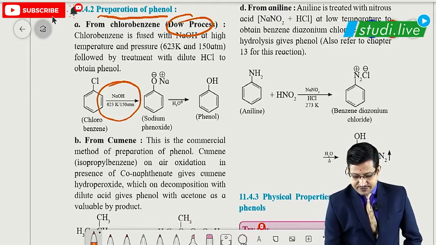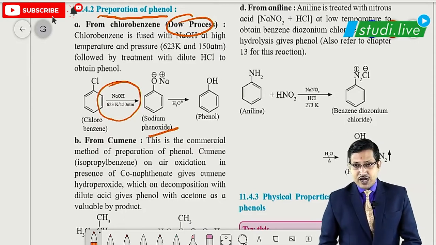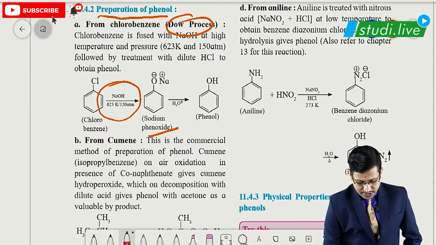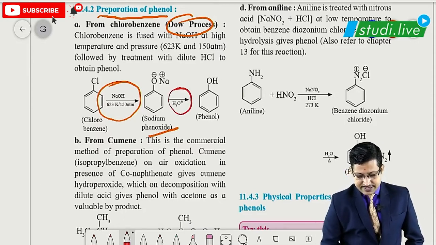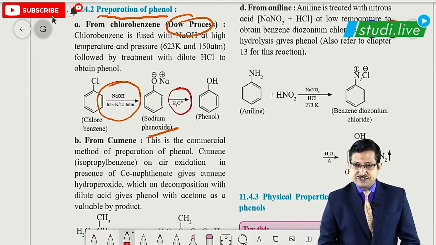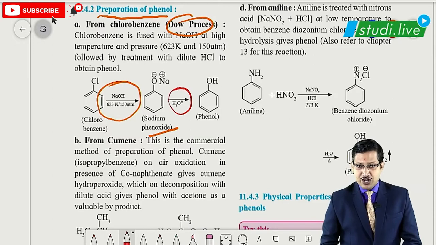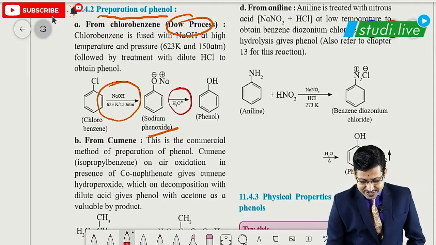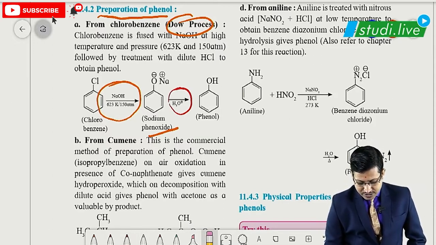And this phenoxide, which is obtained in the first step, will undergo acid hydrolysis. Here this is acid hydrolysis and will give you the formation of phenols. So that's your first method of preparation of phenols. Moving on, the next one is from cumene. Now the next method, that is from cumene.